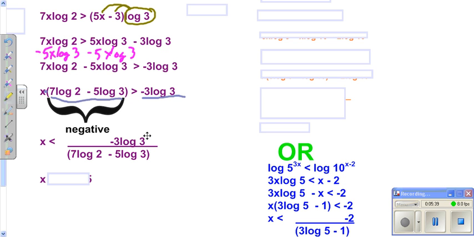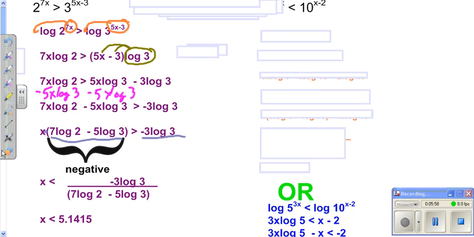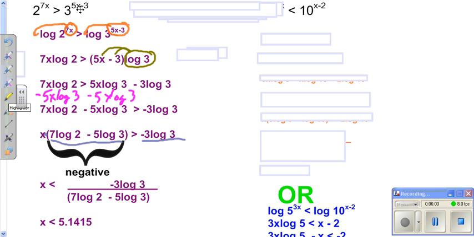Now, this is your calculator ready form. So you're going to type the whole top in, hit divide, and then you got to put the whole bottom in parentheses because there's more than one thing down here. And then you would get your decimal approximation. We don't have to be concerned about having negatives after logarithm here because we didn't start with logs in our original problem.